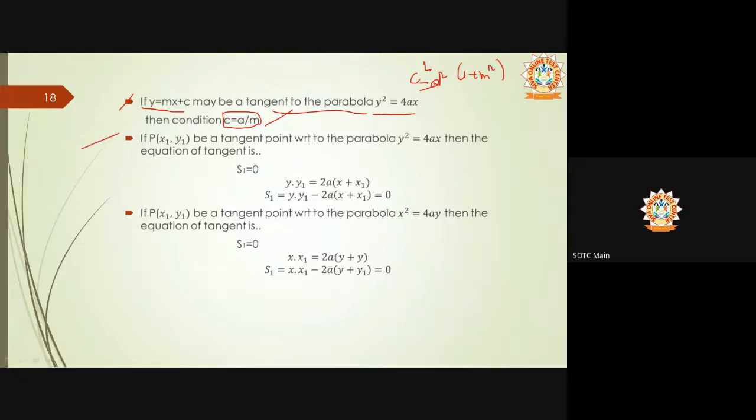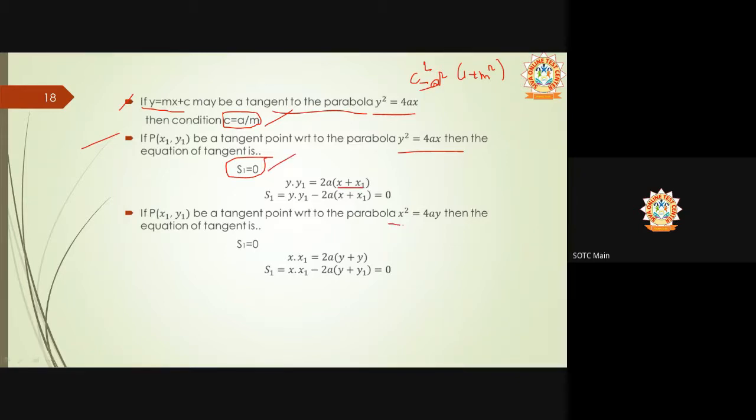Next, if P of (x1, y1) is a tangent point with respect to the parabola y square is equal to 4ax, then the equation of tangent is S1 is equal to 0. In the case of y square is equal to 4ax, y square is written as y into y1, and 4ax is written as 2a into (x plus x1). So you need to do S1 is equal to 0.